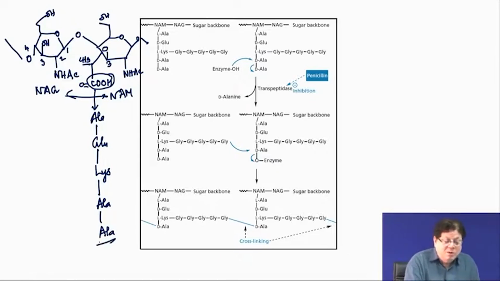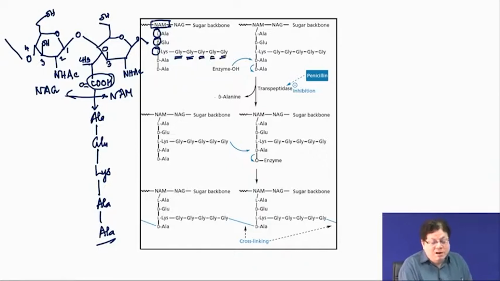Now, we are not writing the NAM NAG, we will just write the structure, we will write the NAM. So, every NAM is attached to alanine, glutamic acid, lysine, alanine. Okay. Also, look at the configuration of this alanine. This is L-alanine, this is D-glutamic acid. I told you that in bacteria D-amino acids are present. Where do these D-amino acids come from? By isomerization of the L-amino acids. Okay. So, then L-lysine, but this lysine, the side chain amine is attached to glycine, 5 glycine units.